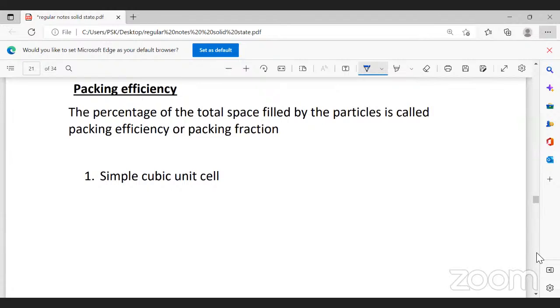Now, it's time for you to concentrate more, because we are going to learn 3 derivations which are there for your classes. One of the derivations will be there in your 12th exam. So you should be in a position to concentrate more. Now, what is packing efficiency? The percentage of total space filled by the particles is called packing efficiency, or it is also called packing fraction.